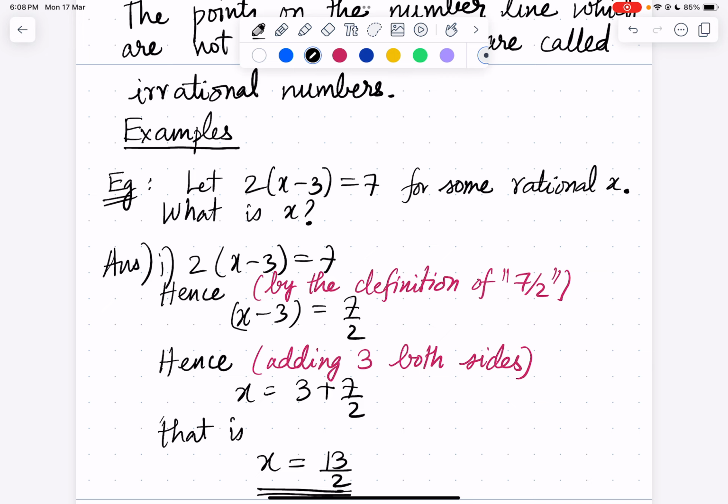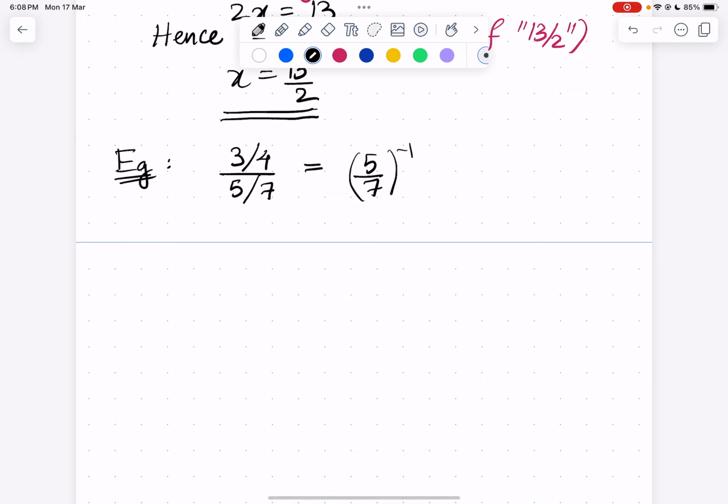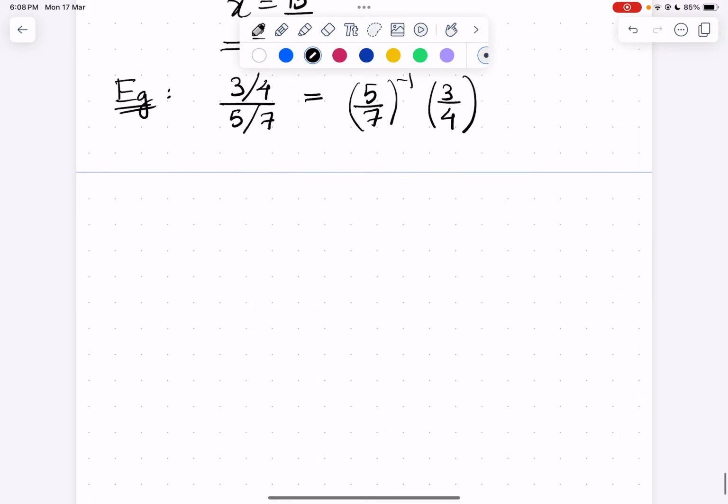Okay. And another simple example. So 3 by 4 by 5 by 7. What is 3 by 4 by 5 by 7? 3 by 4 by 5 by 7 is the multiplicative inverse of 5 by 7 times 3 by 4. And the multiplicative inverse of 5 by 7 is 7 by 5. So the answer is 7 by 5 times 3 by 4 equals 21 by 20.